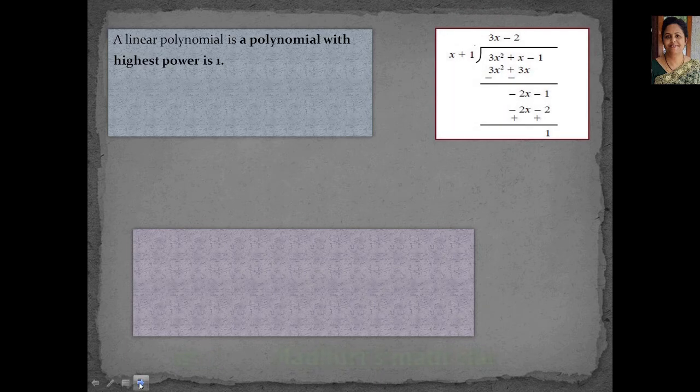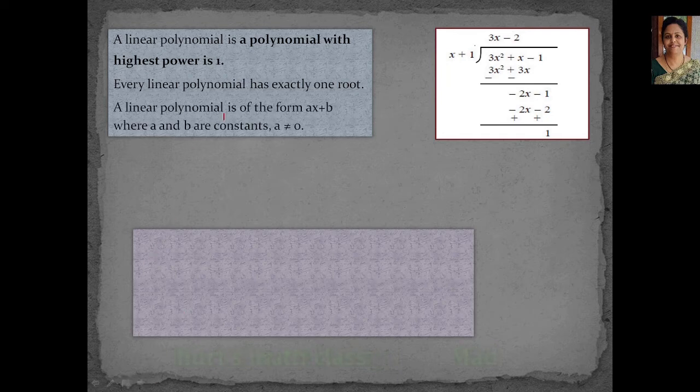A linear polynomial is a polynomial whose highest power is 1. Every linear polynomial has exactly one root. Here, x plus 1: what is the highest power of this polynomial? 1. So it is a linear polynomial. Here the degree of the polynomial 3x squared is 2, so this is a quadratic polynomial.